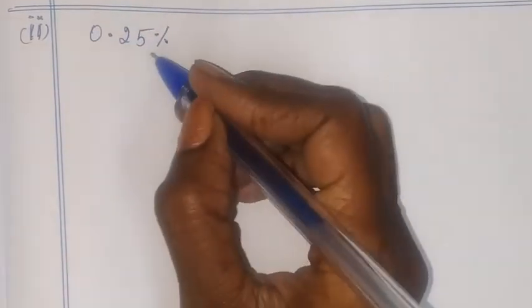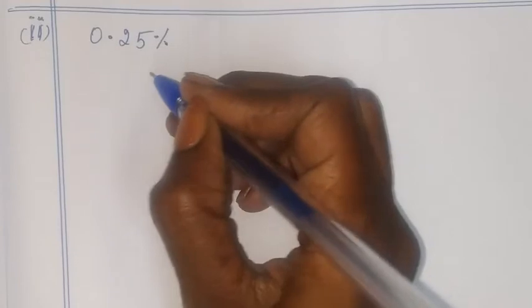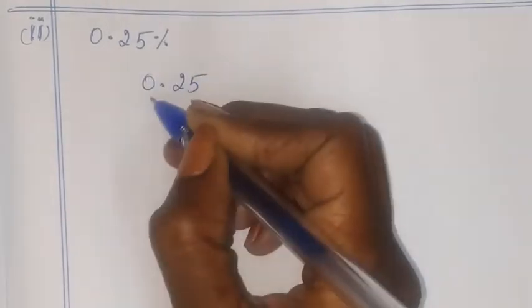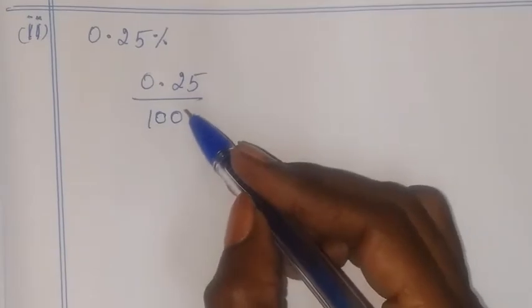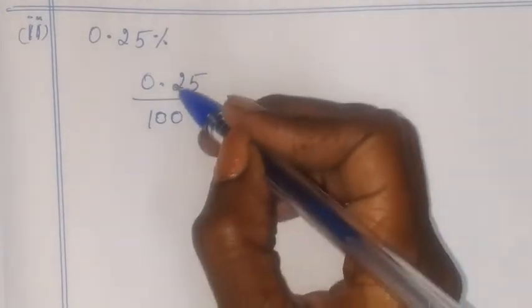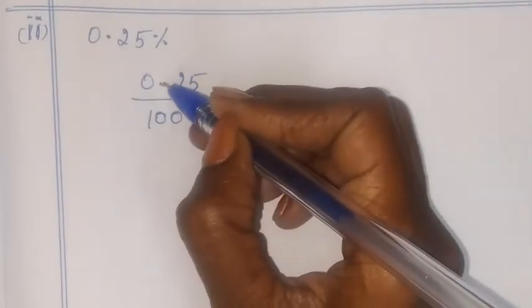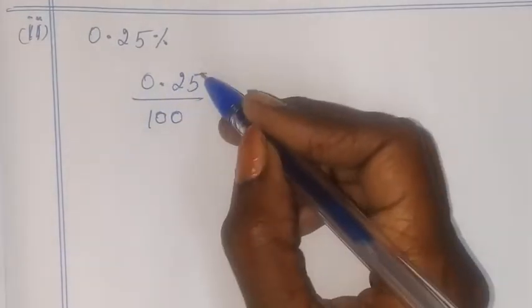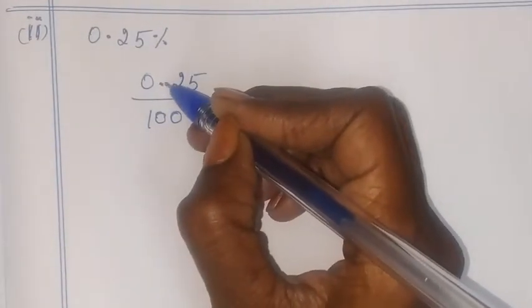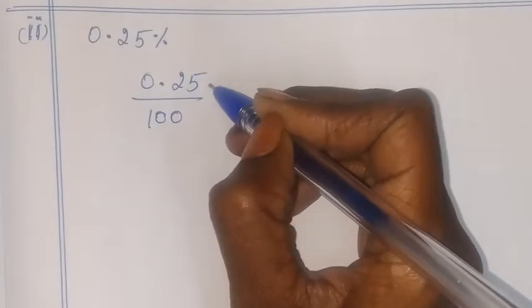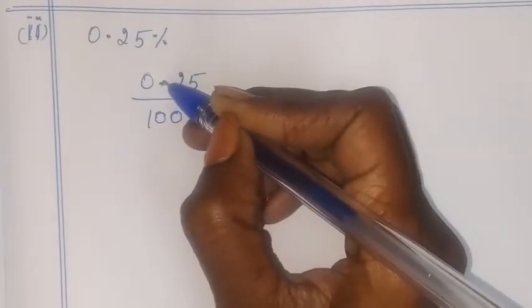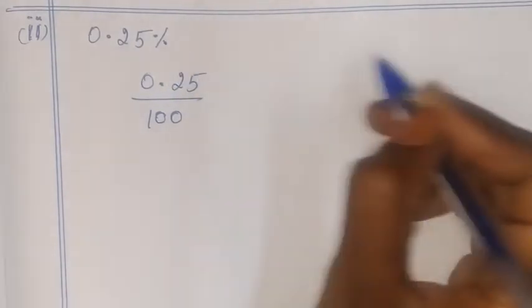Now the second sum is 0.25 percentage. So to convert from percentage to fraction you have to divide it by 100, right? So 0.25 by 100. We want it in fraction form in the simplest form. So first of all we have to remove this decimal point. To remove this decimal point, you have to bring this decimal point to the front of that number. If we bring that decimal point to the front of that number, it will be removed.